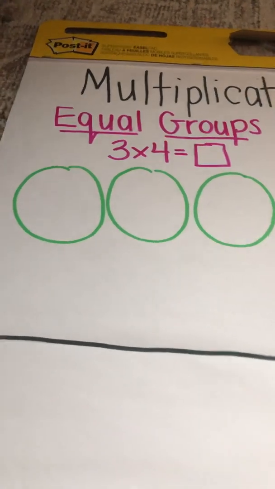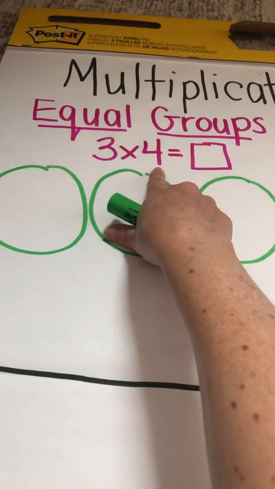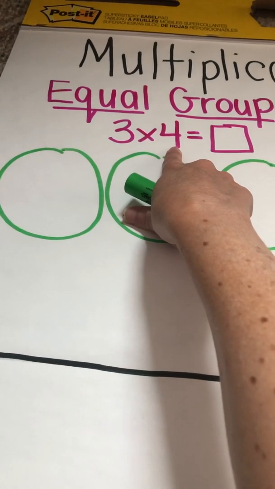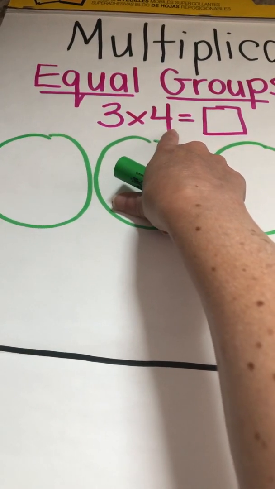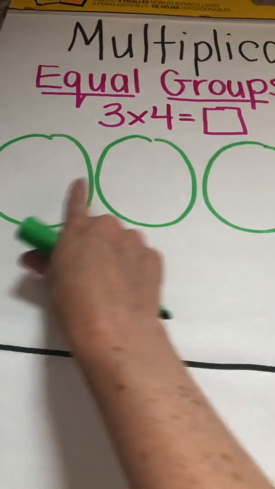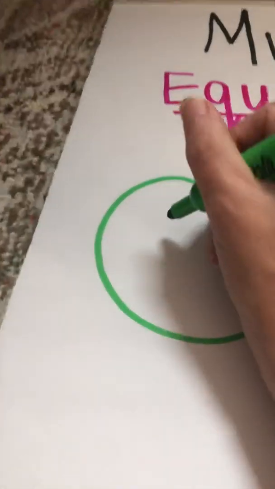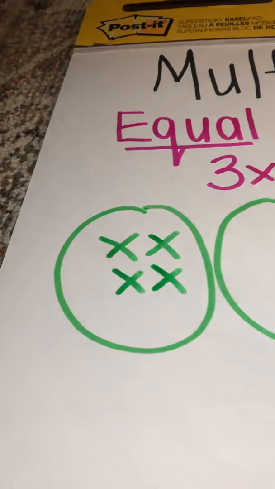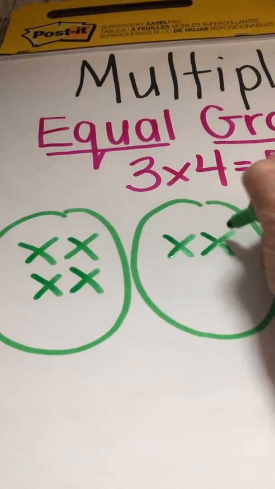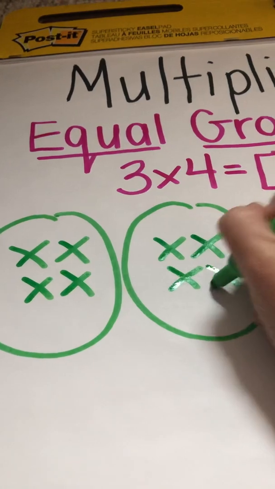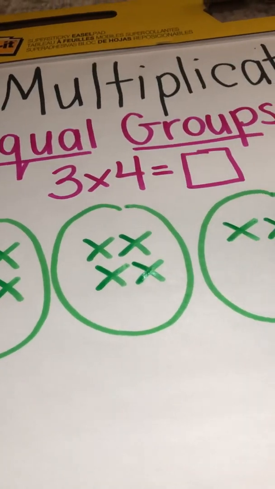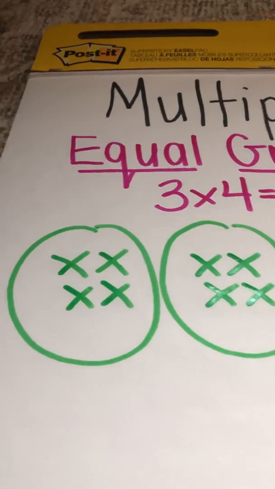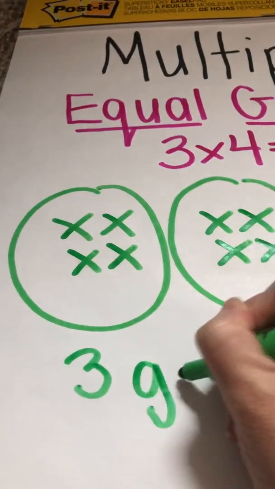The next thing I'm going to do is I'm going to look at my second factor, which is 4. And because these are equal, I need to put the same amount in each circle. So I'm going to put 4 X's in each of my 3 circles. So I'm going to count that as I do that. 1, 2, 3, 4. 1, 2, 3, 4. 1, 2, 3, 4.